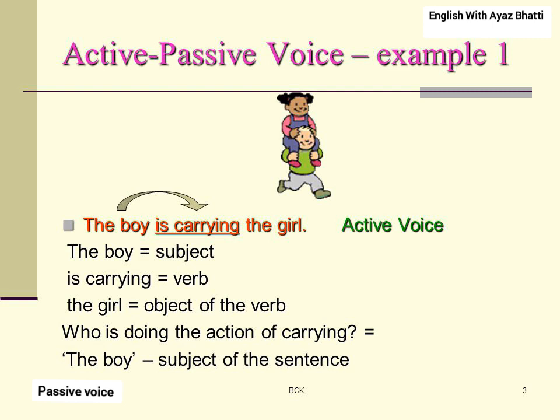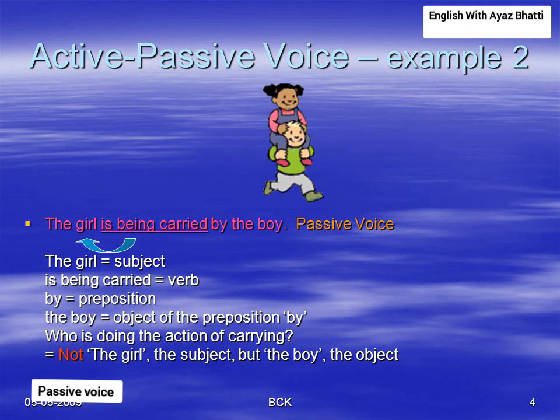Active passive voice, example 2. The girl is being carried by the boy. Passive voice. The girl equals subject. Is being carried equals verb. By equals preposition. The boy equals object of the preposition by. Who is doing the action of carrying equals not the girl, the subject, but the boy, the object.